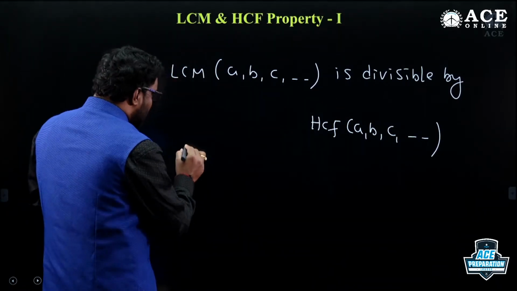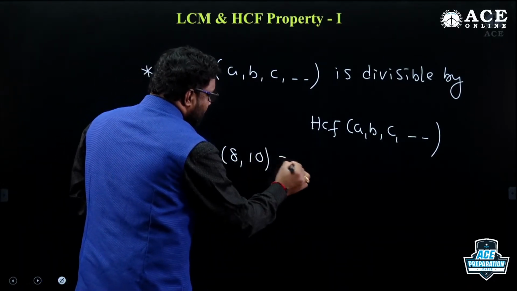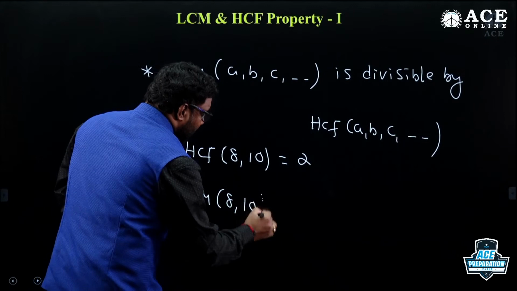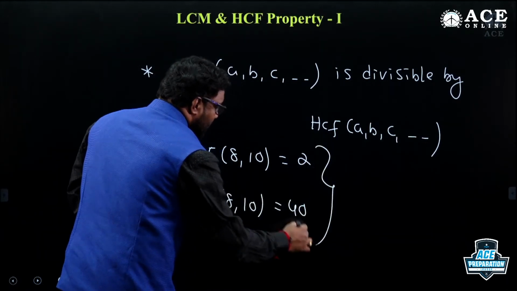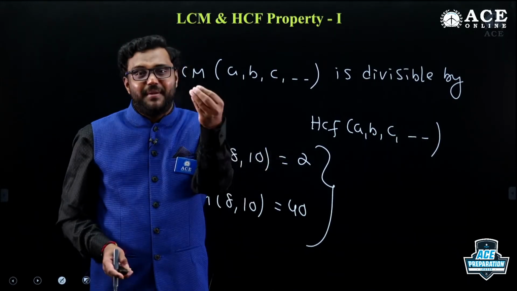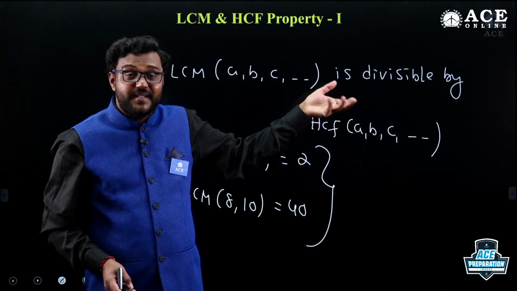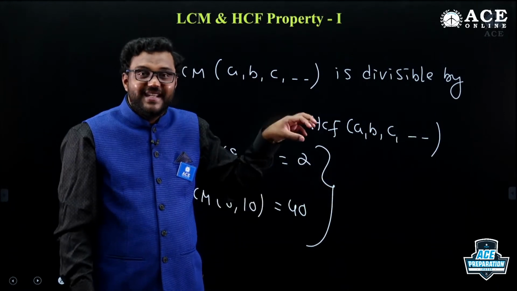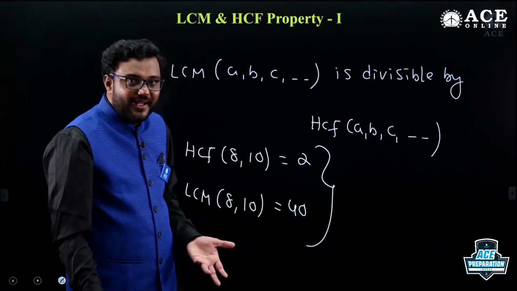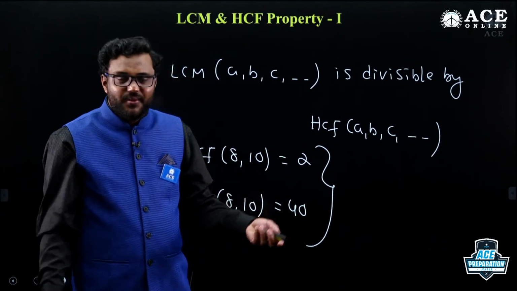Take small numbers. Let's consider HCF of 8 and 10, which is equal to 2. What is the LCM for 8 and 10? It is 40, right? It's definitely divisible. LCM is divisible by HCF. Or else, you know, every number we write as prime number powers. LCM involves all prime numbers with the highest powers. HCF involves the common prime numbers with the least powers. So definitely it's divisible, there is no second thought, my dear friends. I'm just giving you an example here.